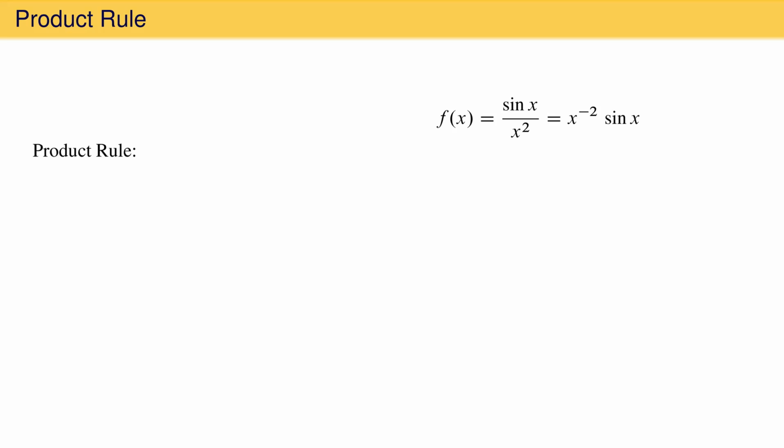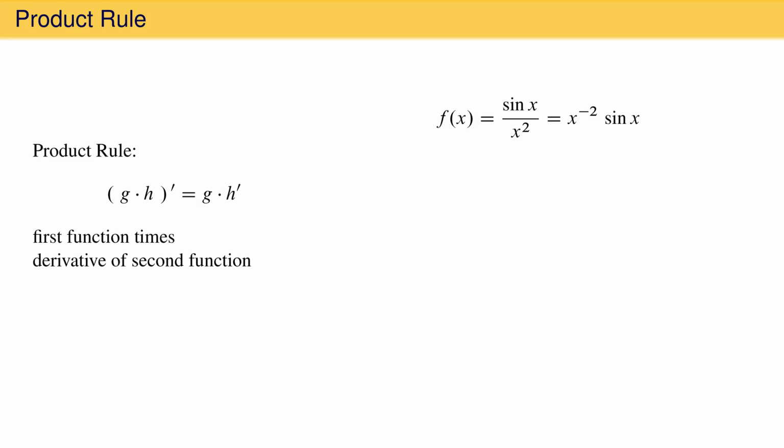The product rule states that for a product of functions, let's call them g and h, the derivative of the product is the first function times the derivative of the second function plus the second function times the derivative of the first.